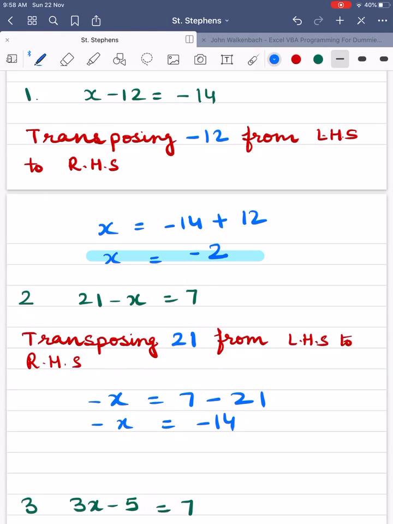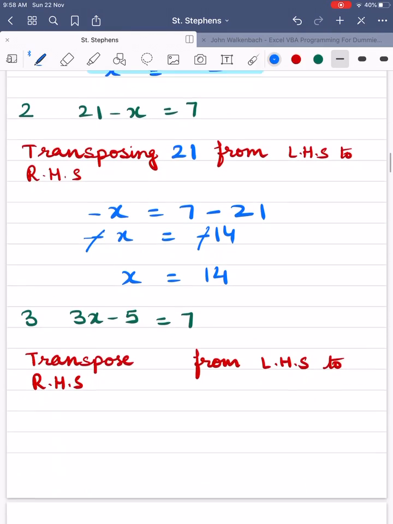Now children, you can cancel out minus sign if there is equality sign between the two sides. So here the minus sign of x will get cancelled with the minus sign of 14. So we get x is equal to 14.